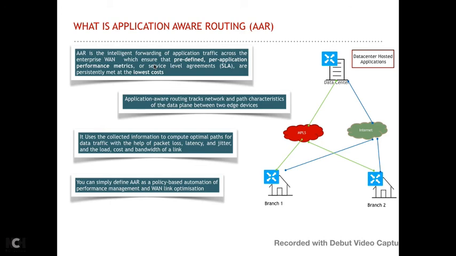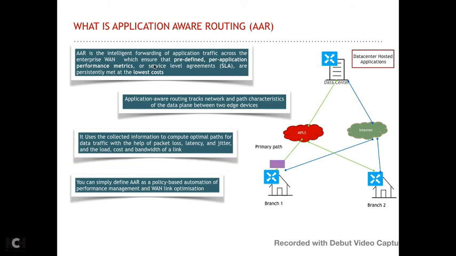So that's why you can simply define it as application aware routing. It is just a policy based automation of performance management. You understand what the definition is? What I'm saying is you are making routing application aware. That means routing is done intelligently based on the application need. So you are maintaining the service level agreement that this particular application is required to be maintained with certain SLAs when it is running on a data path on your network.